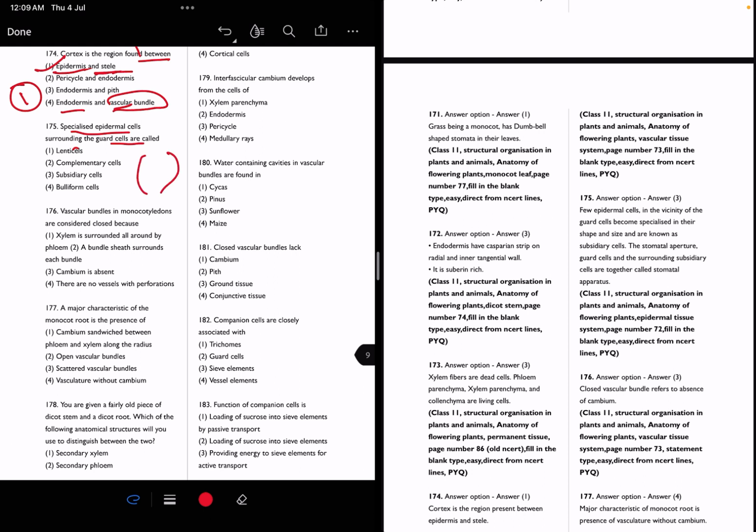For stomata opening and closing, there is the presence of guard cells. Next to the guard cells, there are these barrel-shaped cells. These are known as subsidiary cells. So the answer is subsidiary cells.